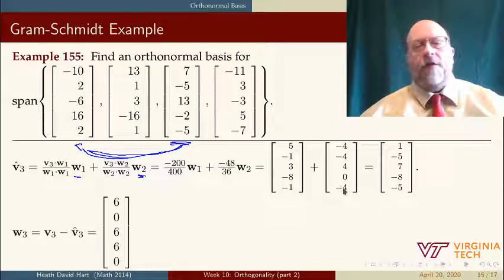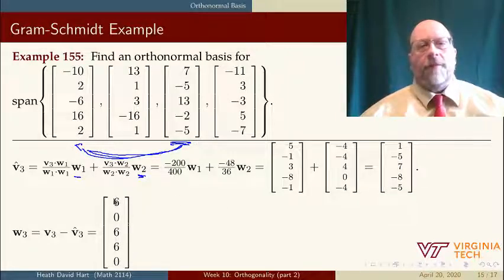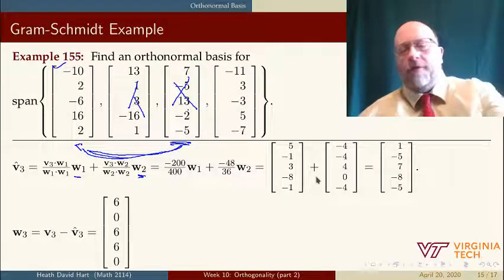And when you add these two vectors together, this is V3 hat. V3 minus V3 hat gives me this vector here. This is going to be the replacement for the third vector. So we kept the first vector exactly the same. We replaced the second vector. We replaced the third vector. And now we're about to replace the fourth vector.